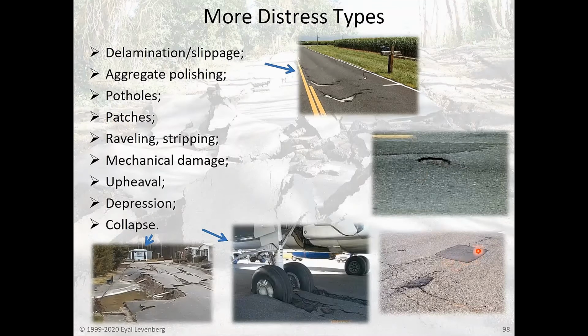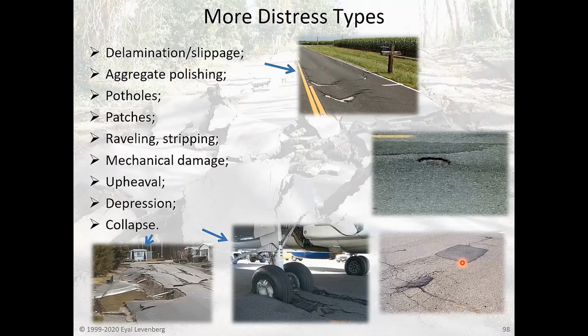Now, a patch is our way to fix potholes, but in fact, when we think about pavement distress, a patch in itself is a distress. One reason is that it's very hard to make a patch that is flush with the surrounding surface, and therefore there's always some unevenness built into the pavement after patching.